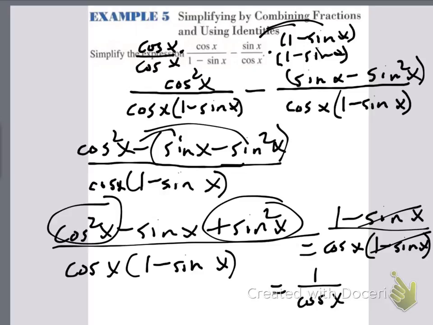That gives me 1 over cosine, which is secant, and that's my answer. So again, finding a common denominator and using identities to simplify, out of all that you just get the secant, which is kind of what they want. You want to get it down to maybe a single trig function.